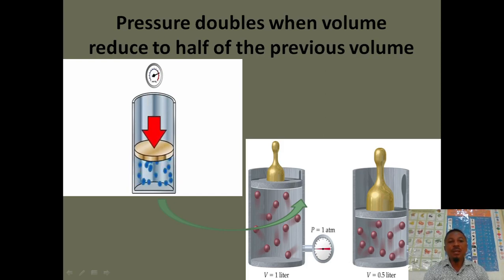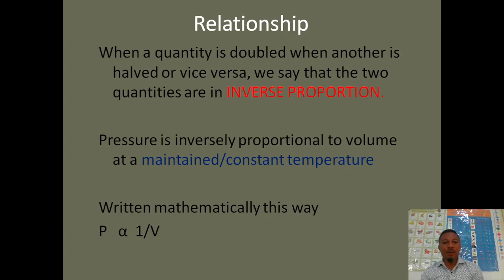Okay, so it means in a system or in a container, if you can decrease the volume to half of what it used to be, the air particles in that container will exert twice the pressure they used to exert before. If the pressure exerted in the container is, for instance, 1 atmosphere, when you make the volume half of what it used to be, it's going to become 2 atmospheres. Do we understand?